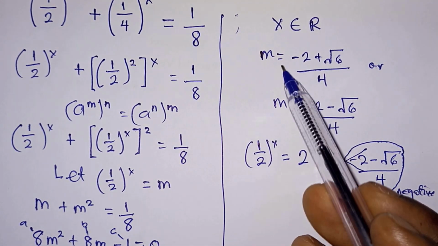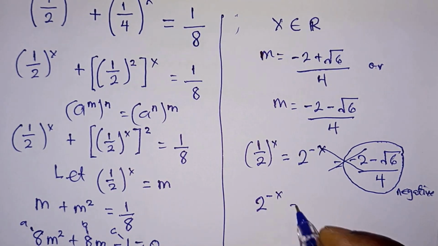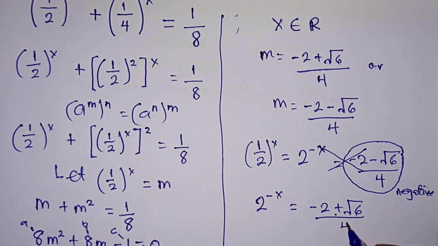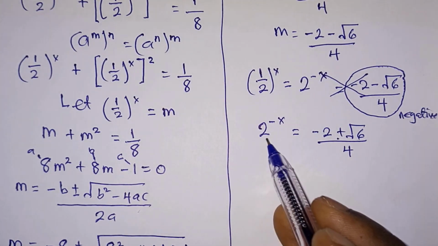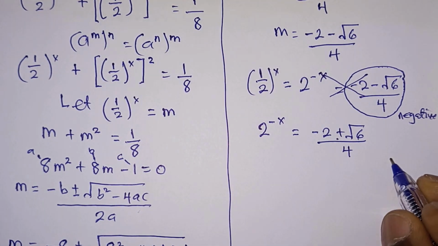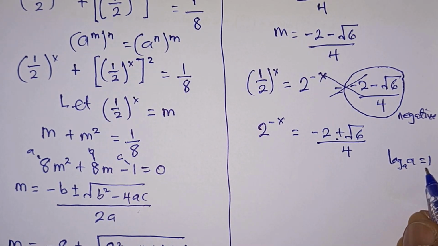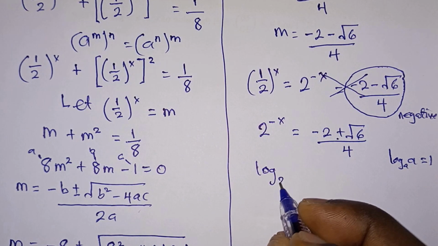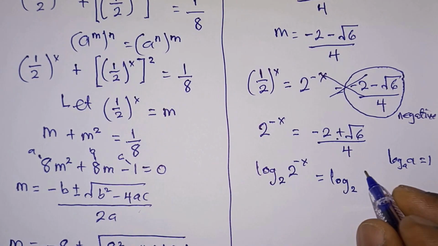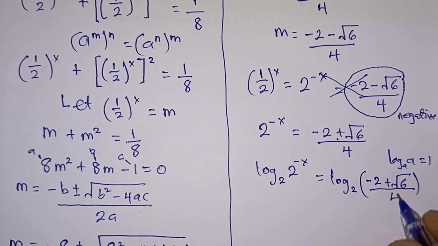So let's pay attention to the value of m over here, this one. So we have 2 to the power minus x is equal to (-2 plus square root of 6) divided by 4. Because we have 2 here, we can introduce log in base 2 on both sides, because if you do that, we will get something like log in base a of a, which is equal to 1. So let's introduce log in base 2 on each side of the equation: log base 2 of 2 to the power minus x is equal to log in base 2 of (-2 plus square root of 6) all divided by 4.